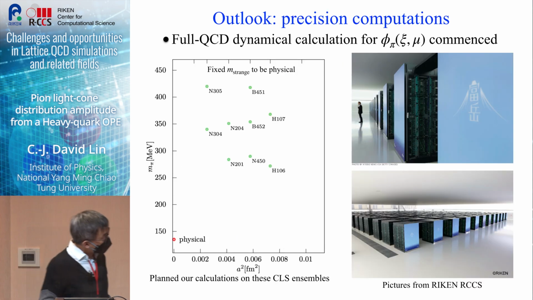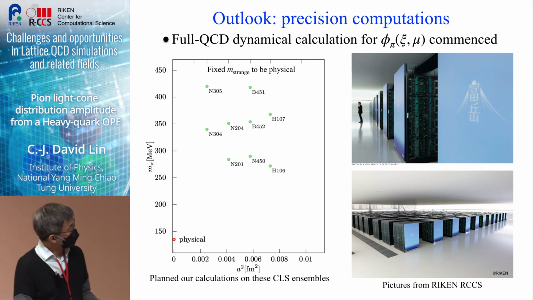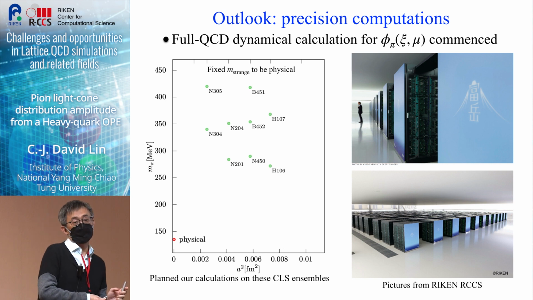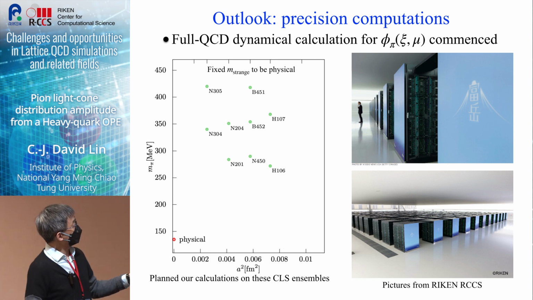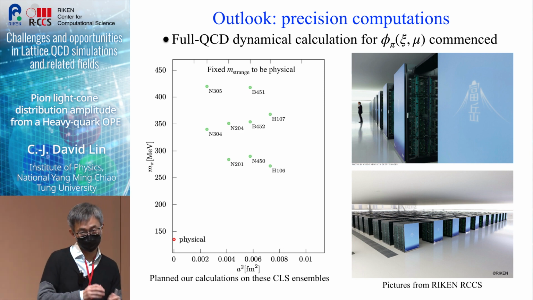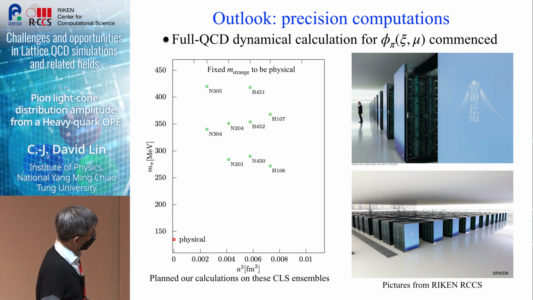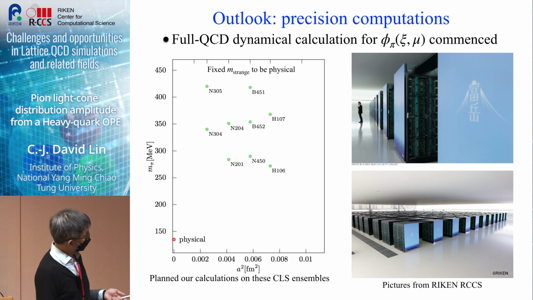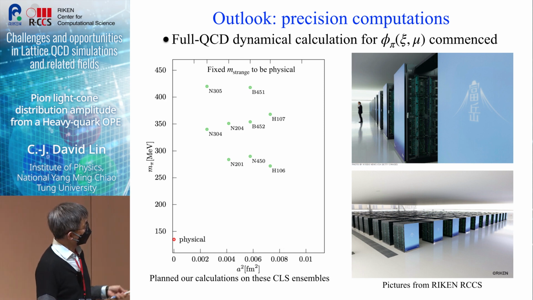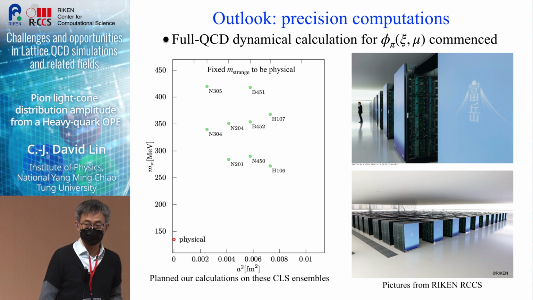And my last slide just shows that we are starting to do a calculation to pursue a precision prediction for the light-cone distribution amplitude of the pion. For this, of course, this can no longer be done at a small or medium-sized cluster. So we'll be using the CLS ensembles granted to us, and we are also going to do this calculation on the Fugaku machine here. So that's it. Thank you.